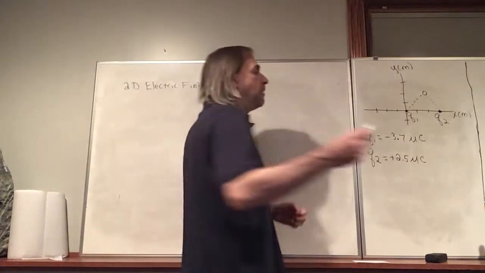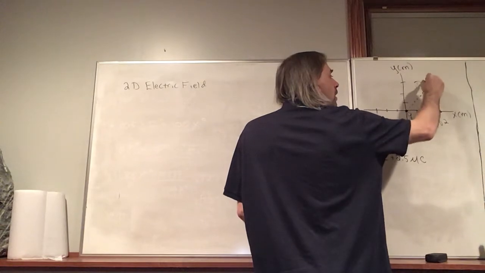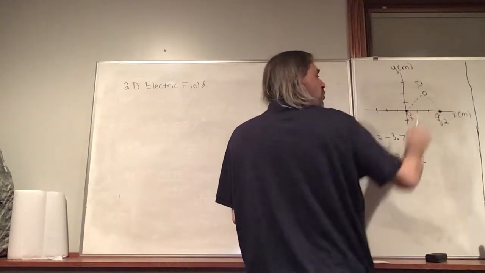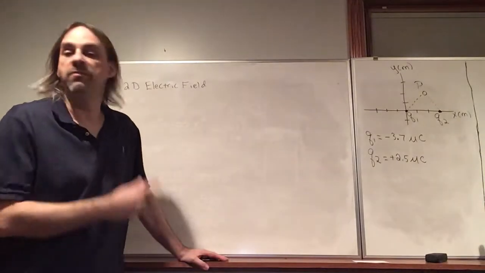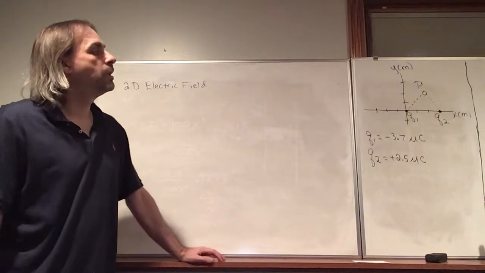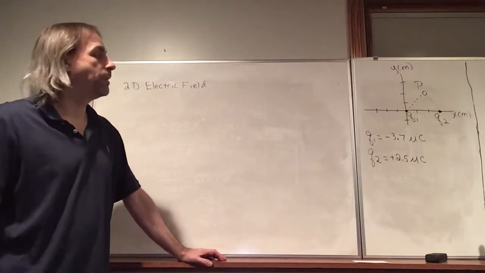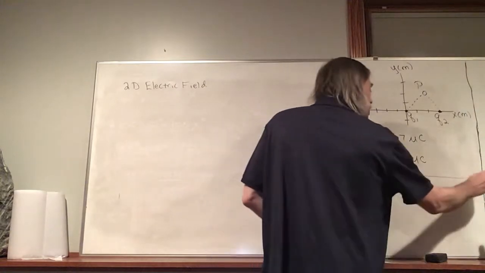We want to know the electric field at point P, where the coordinates of P are (2, 2). From the origin, 2 in the x direction, 2 in the y. I'll write down the basic equation here.